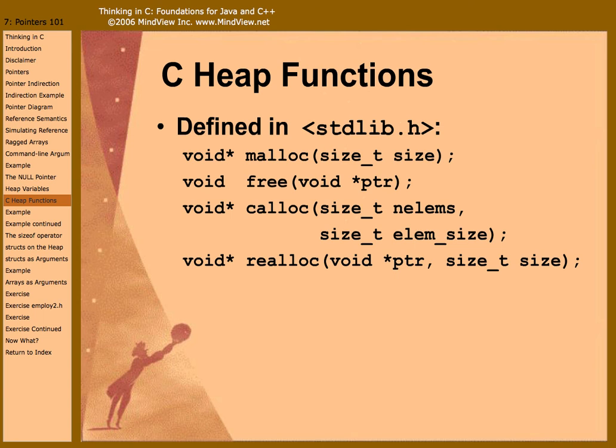There are 2 more functions that come in handy. One is calloc, or sometimes pronounced calloc. It takes 2 arguments, and what those arguments do is define an array. You use calloc to allocate an array on the heap. The first argument is an integer that is the number of elements you want in the array, and the second argument is the size of each element. So basically the system is just going to multiply those two numbers and give you a pointer to that many bytes back.